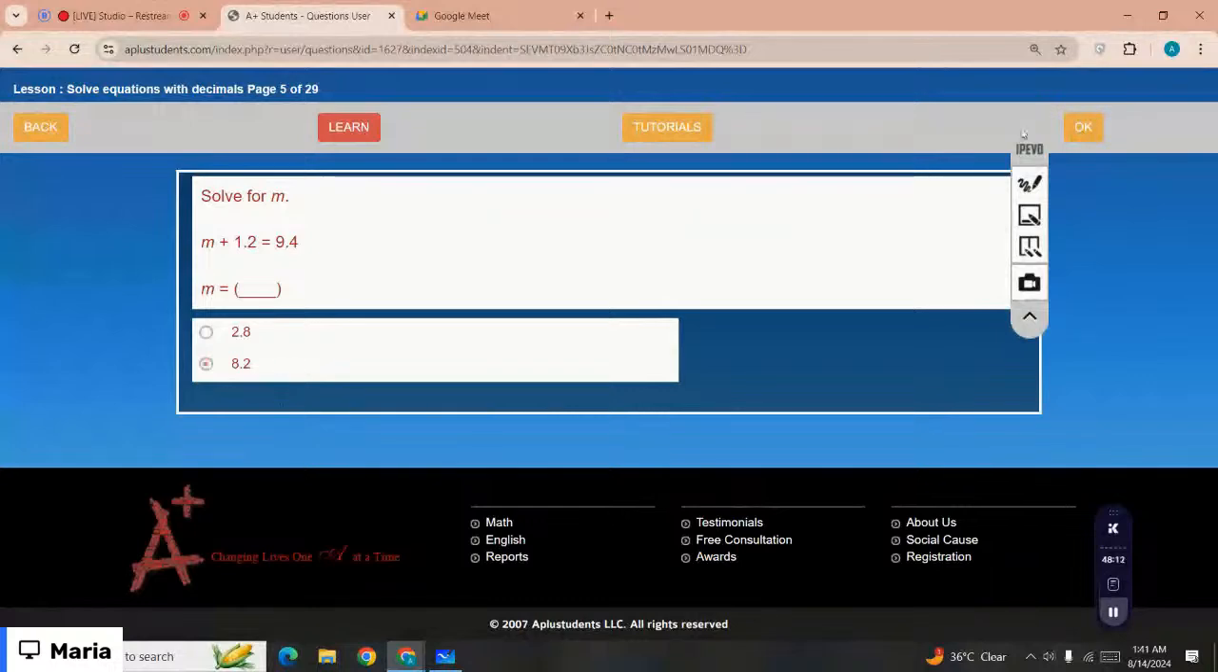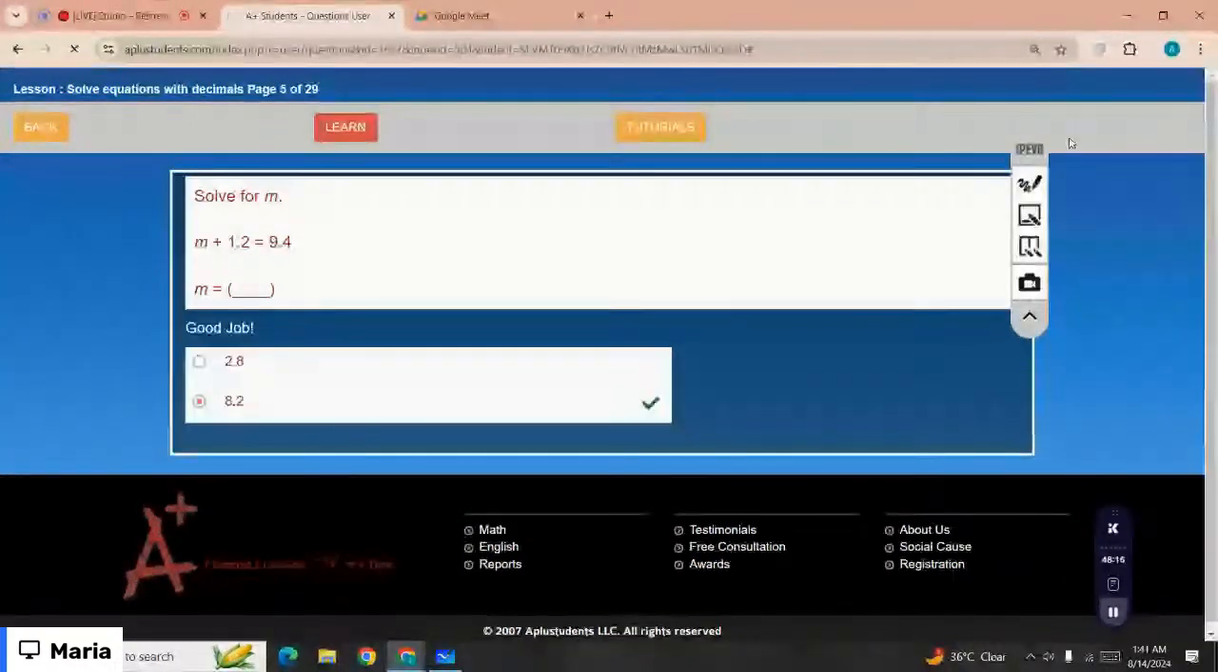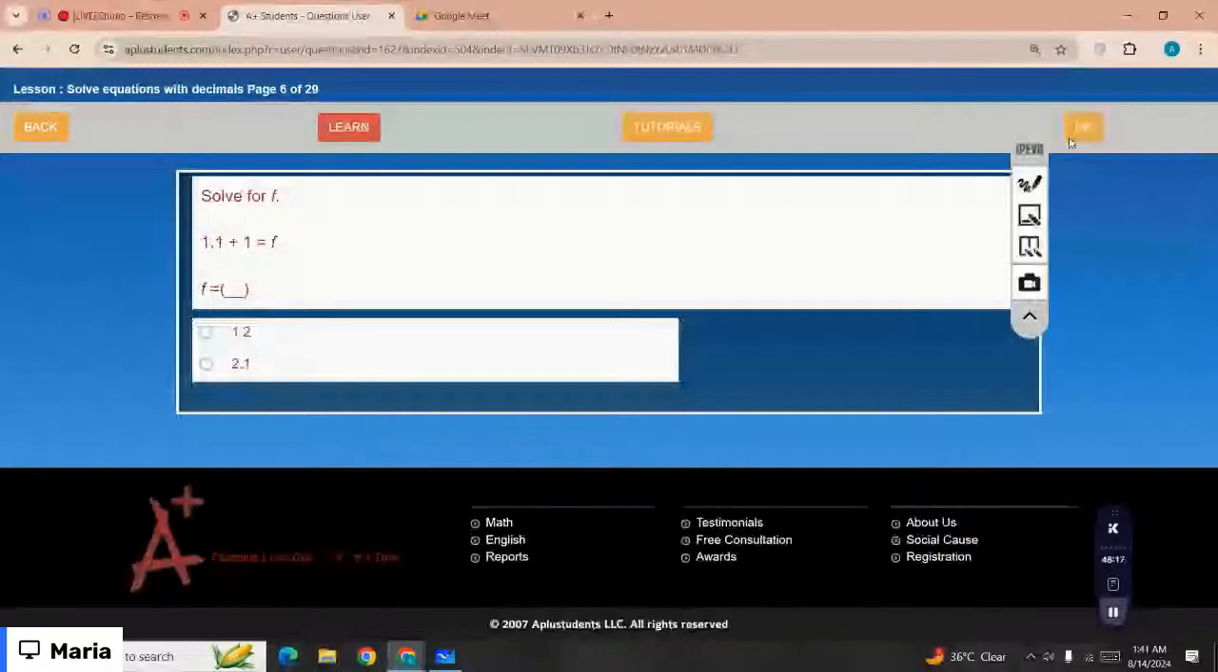Okay, the next one is solve for f. F equals 1.1 plus 1. So which is the correct option? That is simply 2.1. Got it? Okay, you can complete the lesson by yourself later today.